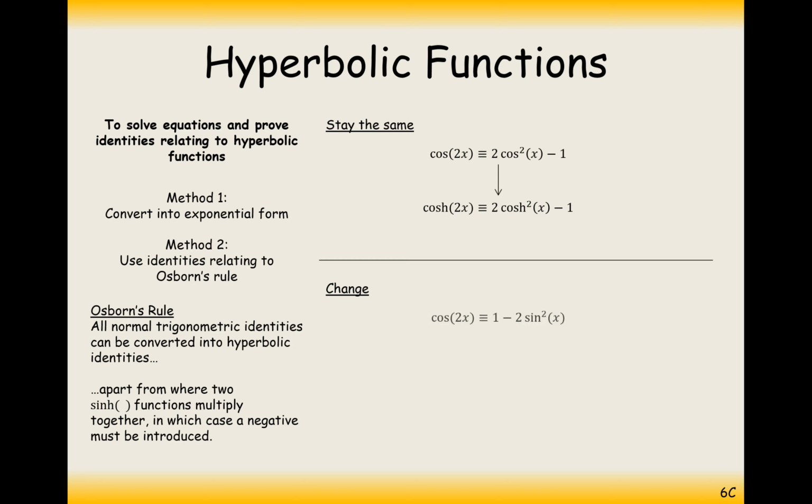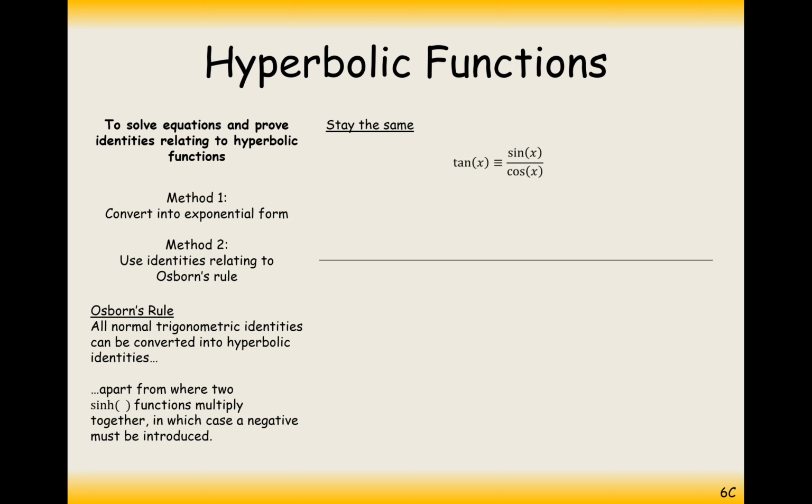But one that will change is the other one for the cos double angle identity, where you've got 1 minus 2 sine squared x. Because you've got two sines multiplying together here, you're going to have to change the sign that's in front of the sine squared. So cosh 2x will be identical to 1 plus 2 sinh squared x. So this is an identity in hyperbolics. You can convert this into this one here, but where you see sine multiplying by itself twice, you must change the sign in front of it. If you've ever got sine multiplying by itself 4 times, then you'll have to do a double sign change, which will end up as nothing, or stay the same.